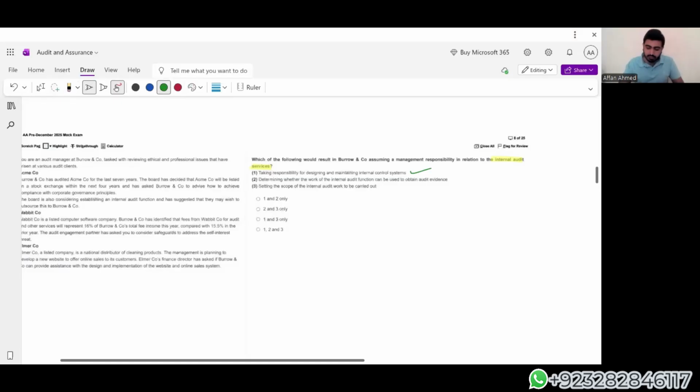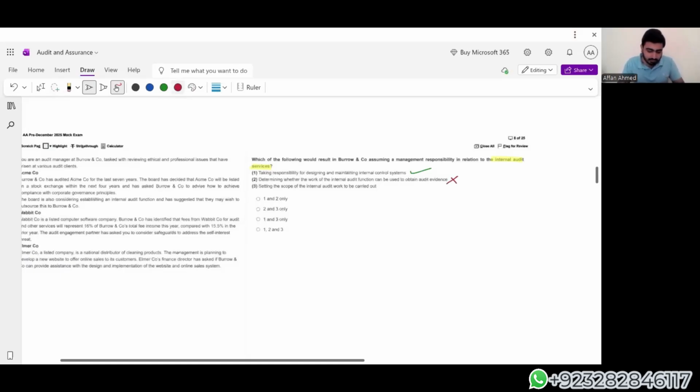Now, determining whether the work of the internal audit function can be used to obtain audit evidence. So this is the duty of the auditor, not the management. To determine whether we can use the work of the internal auditor, the duty is with the external auditor. So this won't be the correct option.